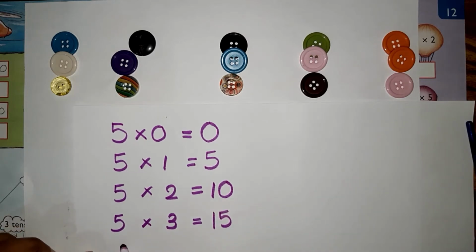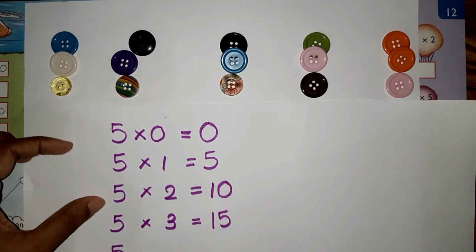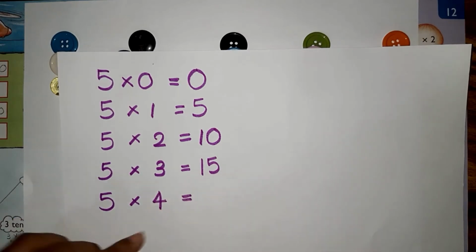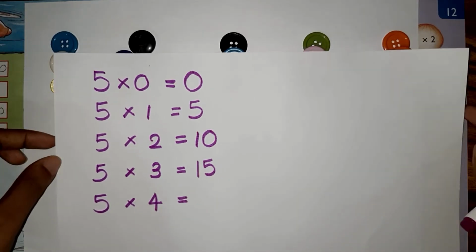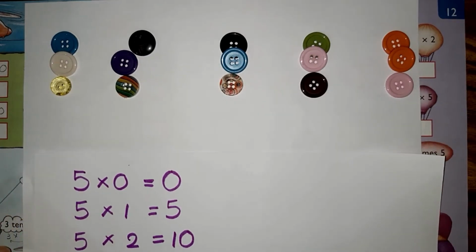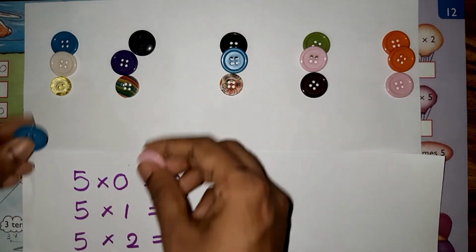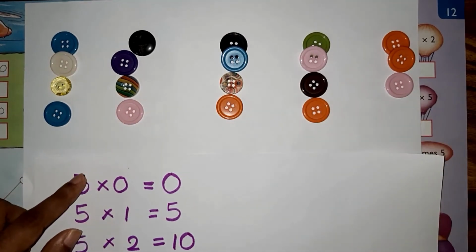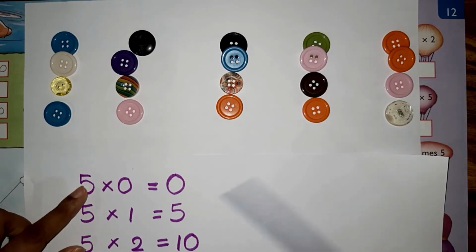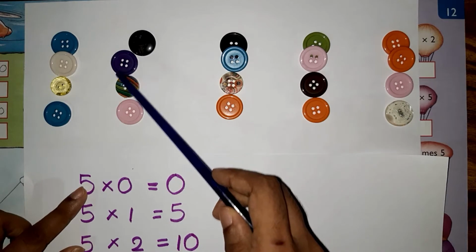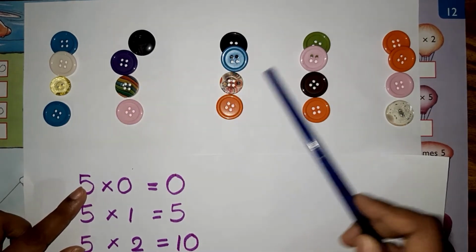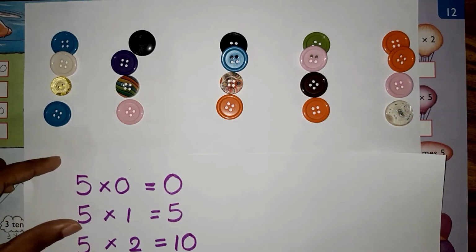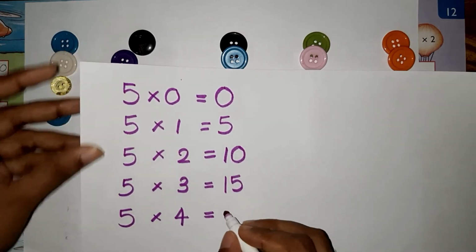Now step forward. 5 times 4. That means 4 objects in each set. Okay, now I'm again putting 5 buttons to each set so that we have 4 buttons in each set. Okay, let's count together. 1, 2, 3, 4, 5, 6, 7, 8, 9, 10, 11, 12, 13, 14, 15, 16, 17, 18, 19, 20. 5 times 4 is 20.